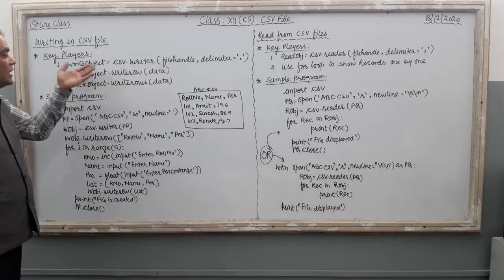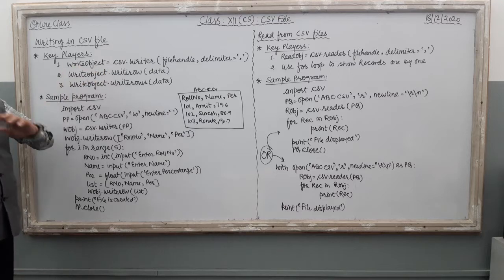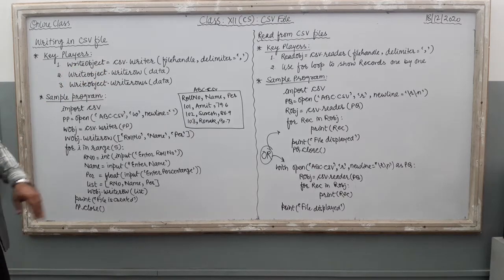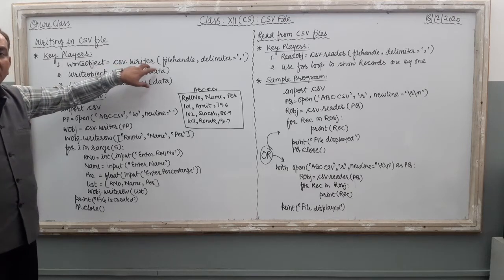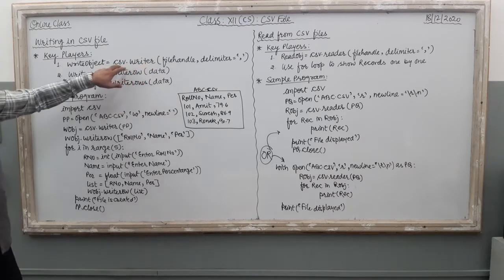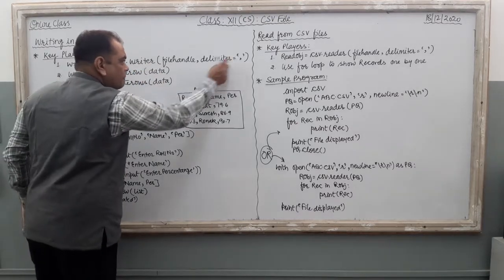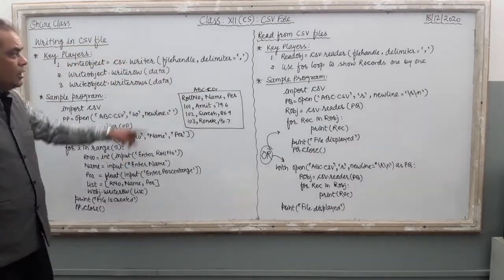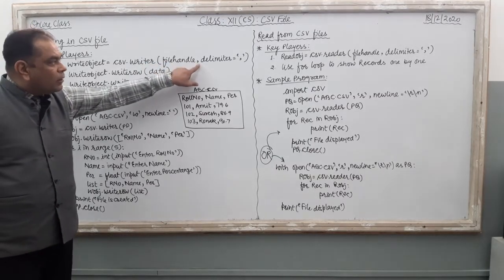Very first, just see, one writer object is required if you want to write something in the CSV file. What is the command here? csv.writer. Writer is a function that is available in this csv module. So csv.writer, and inside the bracket you just use your file handle, right, and then comma.